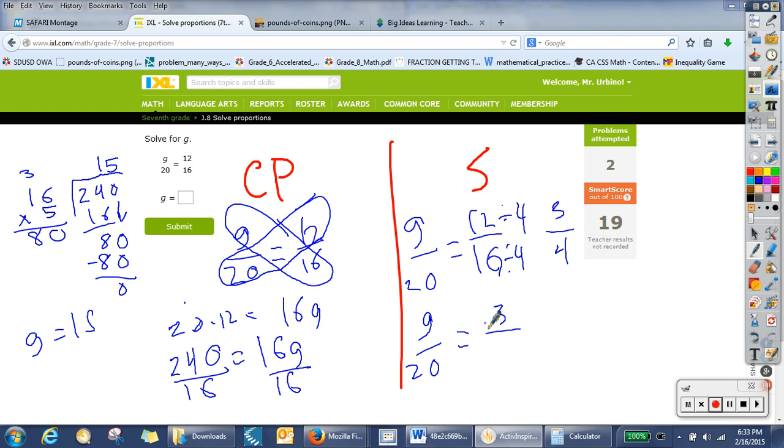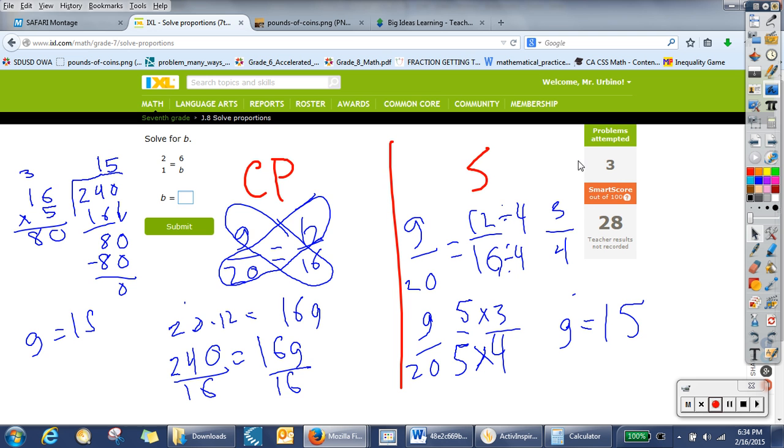So let's see. I have g over 20 is equal to 3/4. Alright, so I'm thinking of a number. What times 4 will give me 20? Oh yeah, it's 5. Again, I'm going to use that same number on top. So now I have 5 times 4 is equal to 20. Then now I have 3 times 5 will give me what G is equal to, and G is equal to 15. Alright, 15. Nice. Alright, next one.